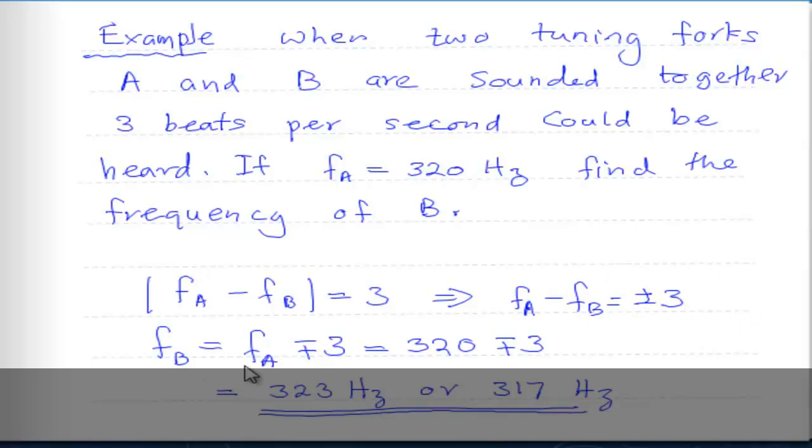So fB equals fA minus or plus 3. fA is 320. So 320 minus 3 or plus 3, which is 317 or 323. So we cannot give an exact answer. What we can say is it could be either 323 Hertz or 317 Hertz.